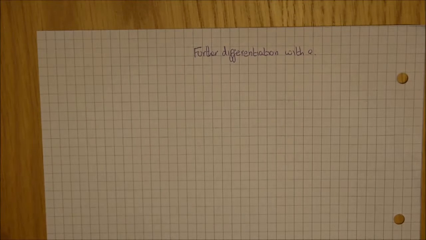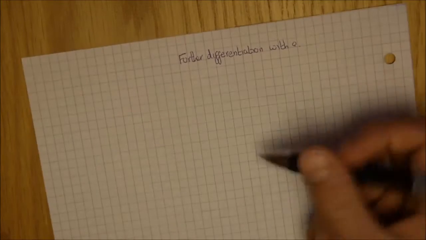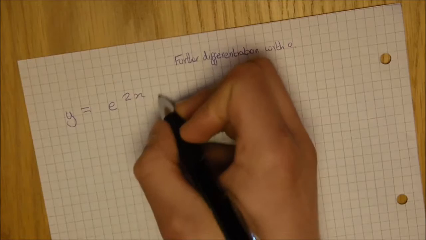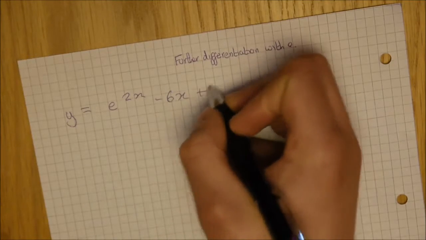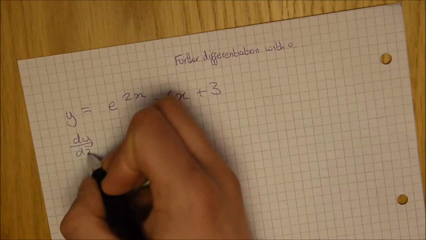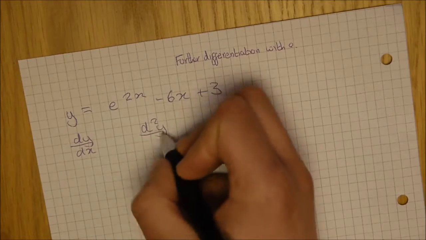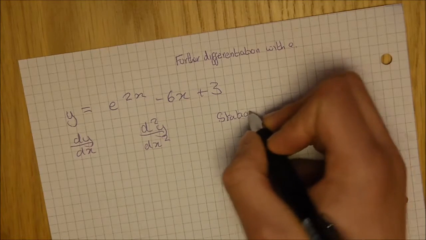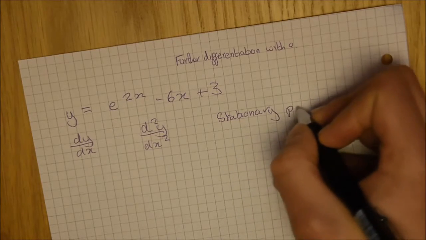Now that you know how to differentiate and integrate e, we thought we'd do some more questions, and we're going to do something that's very typical on a Core 1 and Core 2 paper. We're going to ask you to find stationary points and that kind of thing. We're going to take y equals e to the 2x minus 6x plus 3, and we want to know what dy/dx is, d2y/dx squared, and the stationary points. So let's go, shall we?